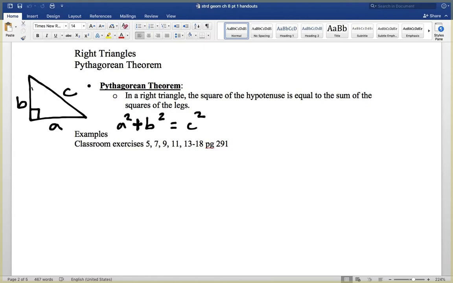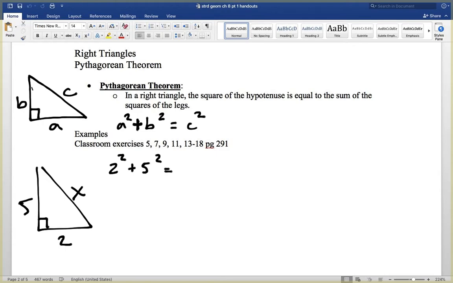I would say the biggest mistake that students make with this is the hypotenuse has to be the one that's by itself. So to do a couple of examples, let's say I have 2 and 5, and I want to find x. To solve this problem, I can apply this Pythagorean theorem since it's a right triangle and say 2 squared plus 5 squared equals x squared.